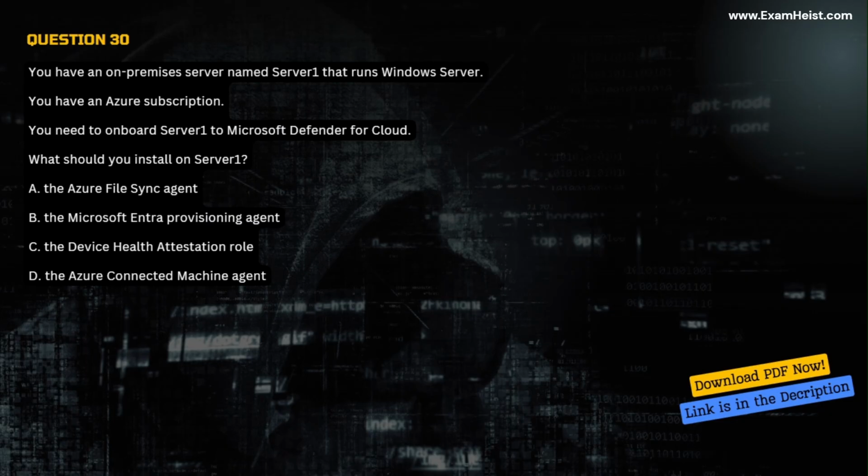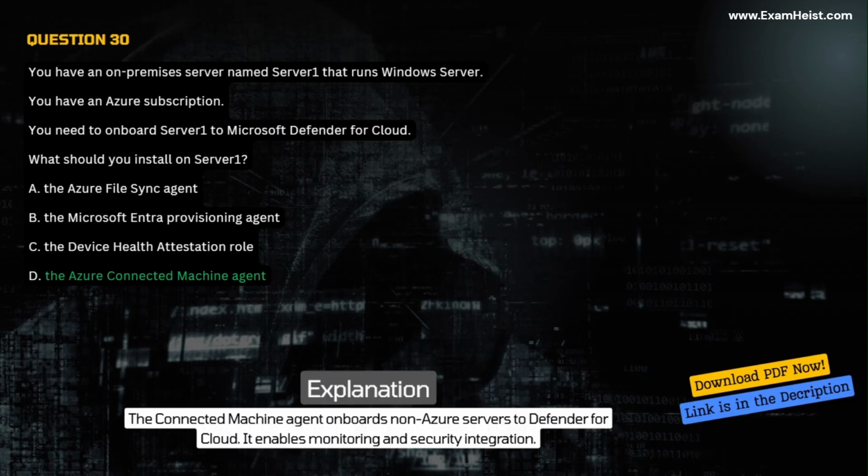A. The Azure File Sync Agent. B. The Microsoft Entra Provisioning Agent. C. The Device Health Attestation Role. D. The Azure Connected Machine Agent. Correct answer D. The Azure Connected Machine Agent. Explanation. The Connected Machine Agent onboards non-Azure servers to Defender for Cloud. It enables monitoring and security integration.